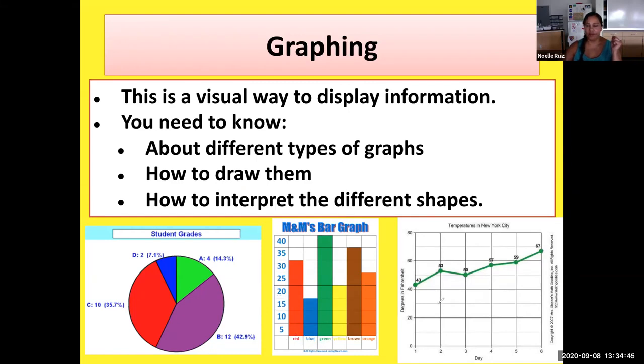There. All right, what about the line graphs? It's temperatures in New York City. So on day 4, what was the temperature in New York City? Yep. Good, Sarah, Davian. What about on day 6? What was the temperature on day 6? Day 6 is over here. Day 6, 67 degrees, good.